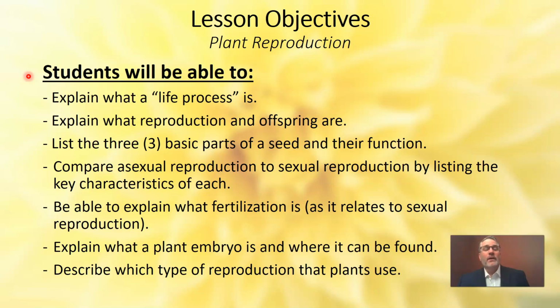So we're going to be able to compare the two basic types of reproduction. I need you to be able to explain what fertilization is as it relates to reproduction. Explain what a plant embryo is and where it can be found. And finally, describe the type of reproduction that plants predominantly use.